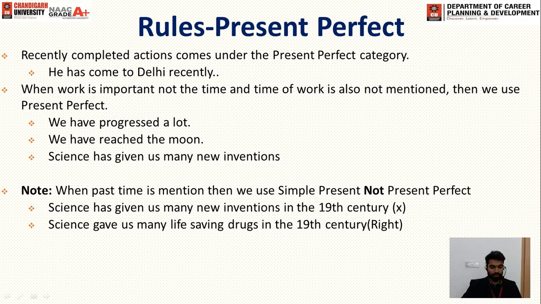So just go through these two sentences. Science has given us many new inventions in the 19th century. Actually that is the wrong way of writing this particular sentence. The right way is: science gave us many life-saving drugs in the 19th century. That's the correct way of writing. So I would say out of all the rules that we'll be studying, this one will be one of the most important in the present tense.